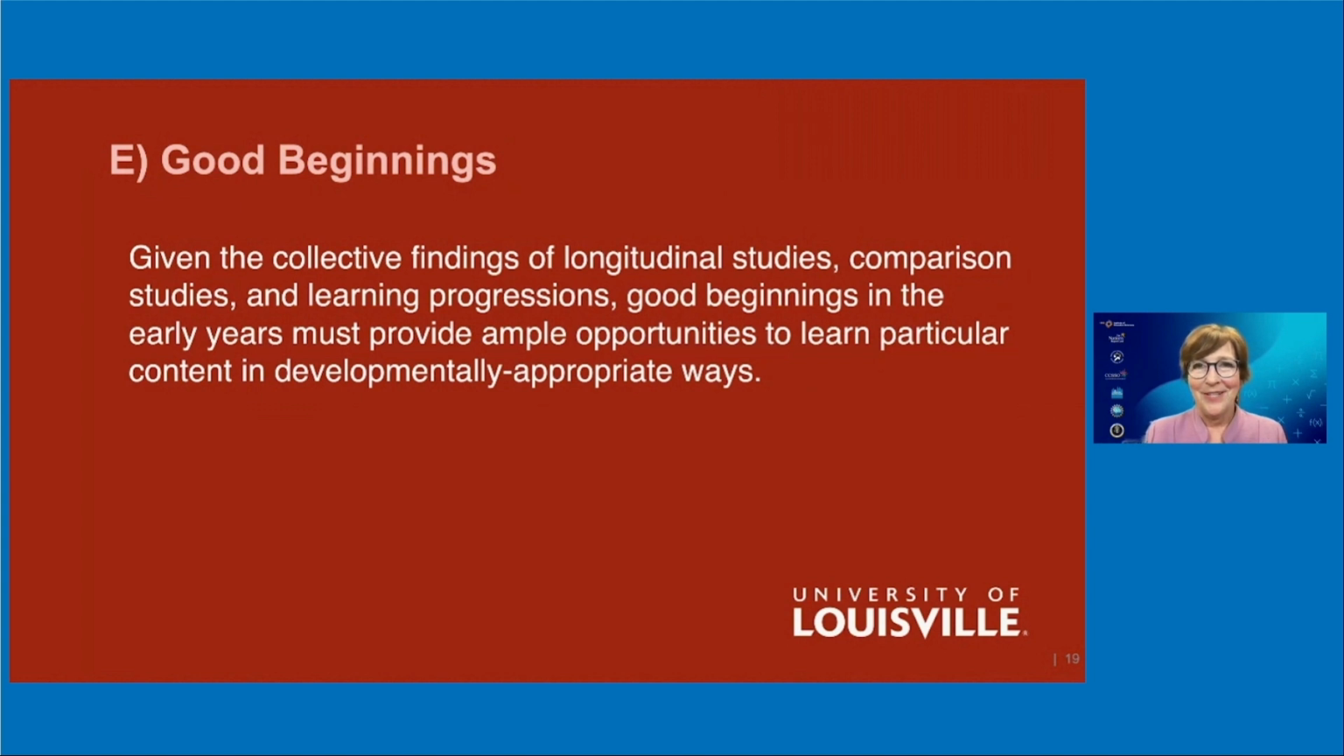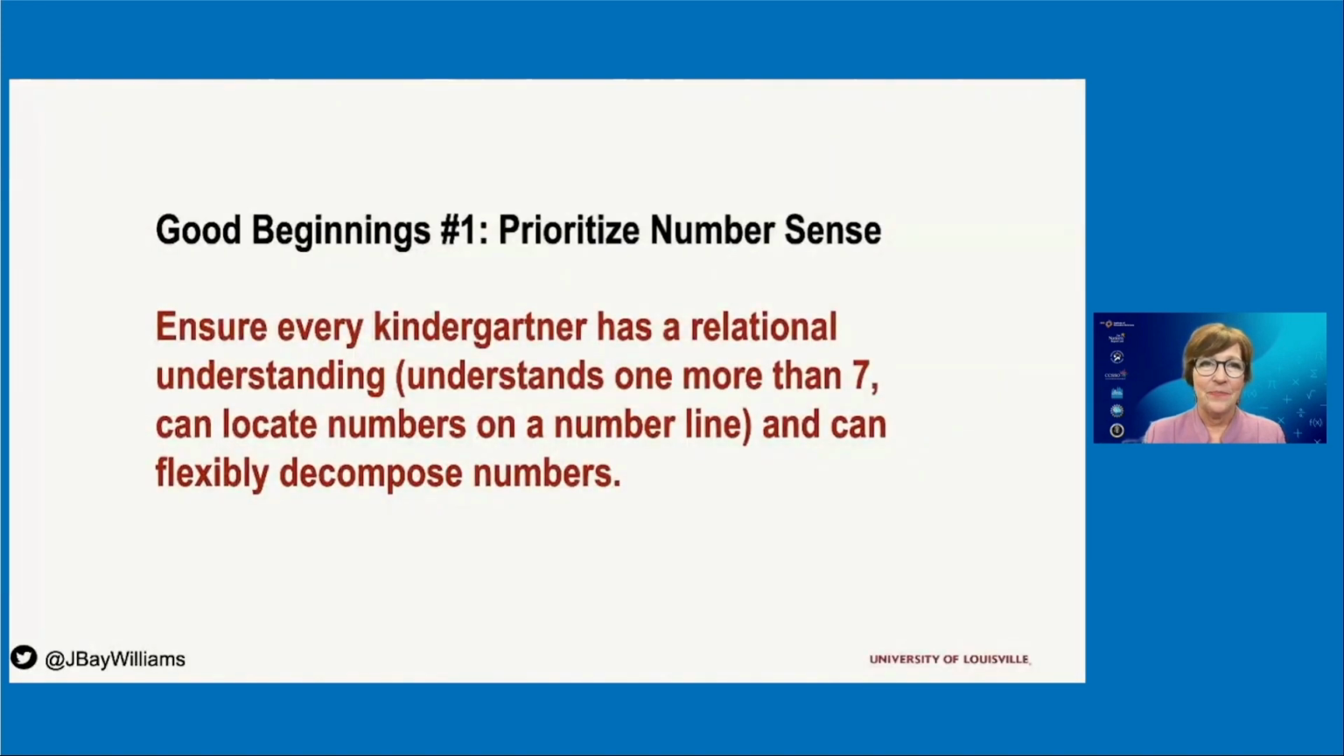I have a list here for you, and these are numbered. Keep track of the numbers so that at Q&A time, we will have a chance to talk about ones that have captured your interest. Number one, prioritize number sense. We see that in the predictive studies and the comparison studies. Every kindergartner needs to have a relational understanding. Again, knowing what 1 more than 7 is, being able to locate a number on a number line within 10, within 20, within 100, and then flexibly decompose numbers.